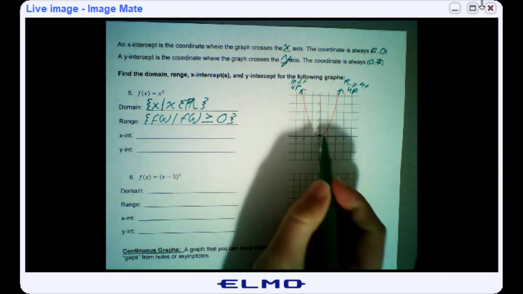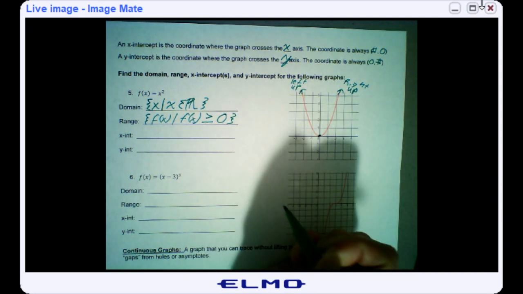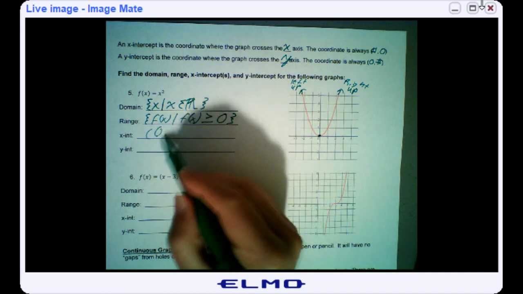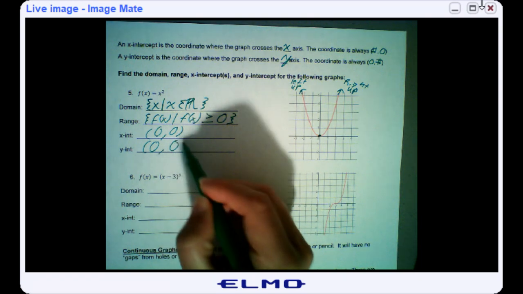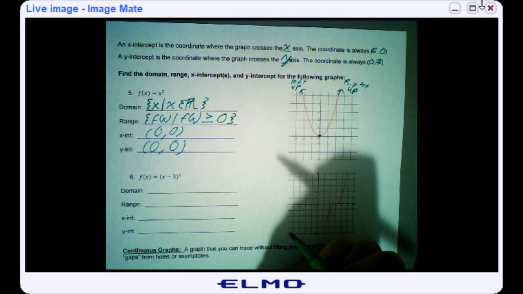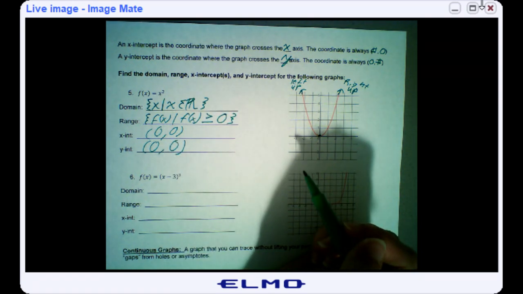My x-intercept, I'm crossing or touching the x-axis at 0, so it's going to be 0, 0. And I'm also crossing or touching the y-axis at 0, so it's 0, 0 as well. Please remember, if you cross or touch at 0, 0, it is an x and a y-intercept.